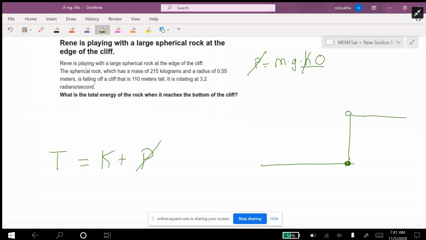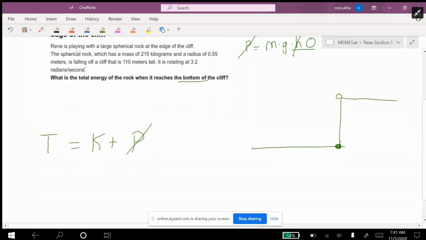And just as a point of note, the reason I did that is because we are trying to calculate the total energy of the rock when it reaches the bottom of the cliff. So I want to calculate the energy at the bottom of the cliff and making the potential energy at that point 0. Perfect. All right. So now what's left?